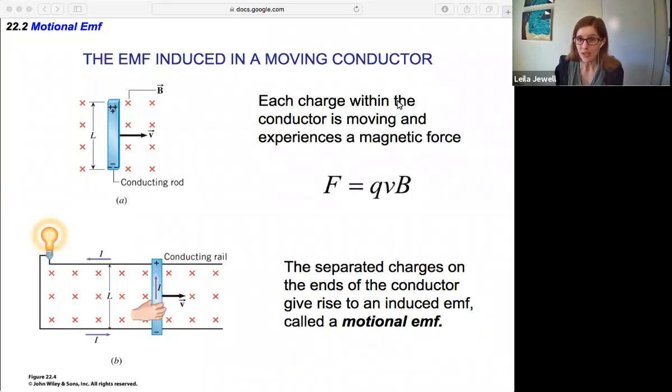Section 22.2, Motional EMF. So let's take a look at the EMF that's induced in a moving conductor. If we have a conductor, a chunk of metal, and it's moving through a magnetic field, then all of the charges in this chunk of metal are moving to the right with a velocity v. We can then use our right-hand rule to note the forces that will act on these charges that, since they're in a conductor, are free to move.